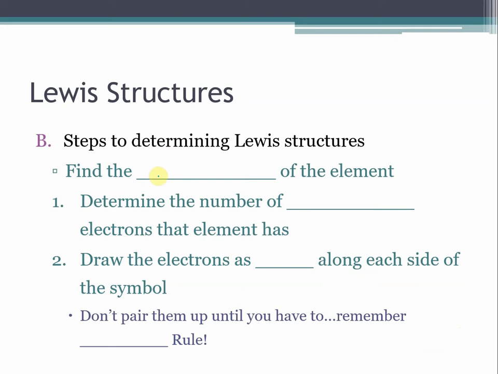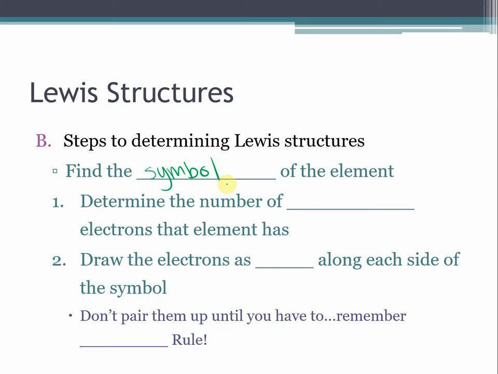First, you need to find the symbol of the element. It's the first thing you're going to write, so you need to know what the symbol is. And when we say symbol, remember that means the one or two letters in the box on the periodic table. So the symbol for carbon is C, the symbol for gold is Au, the symbol for magnesium is Mg, those one or two letters that you find on the periodic table. So that's step one, find the symbol.